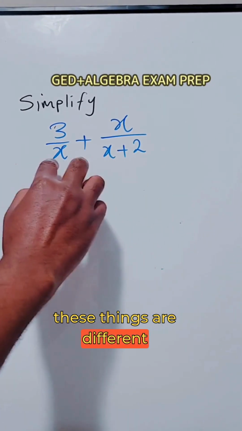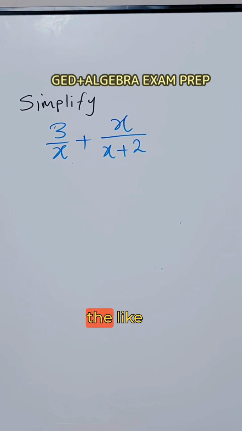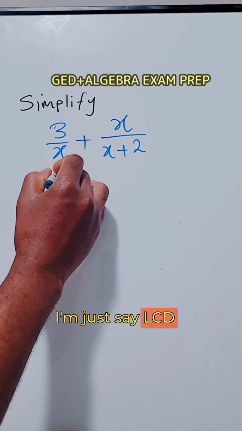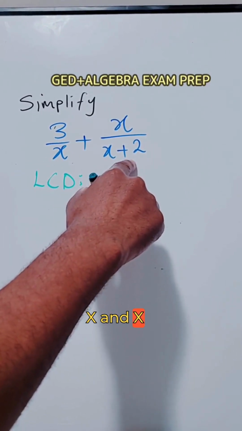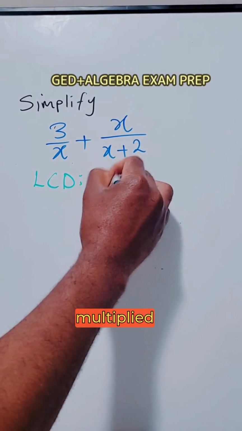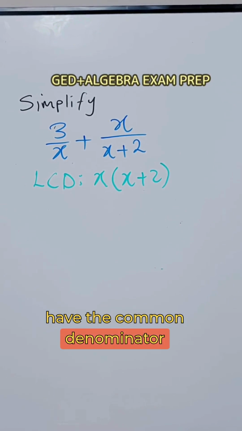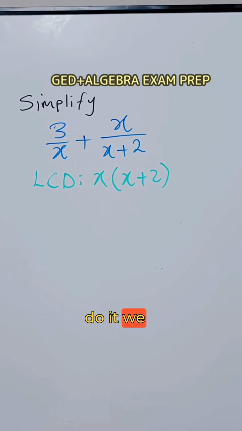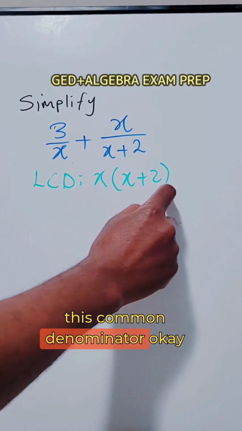Because these things are different, because the denominators are different, the common denominator is just the product of the two, okay? So I'm just saying LCD, the lowest common denominator of x and x plus 2 is just x multiplied by x plus 2. Now that we have the common denominator here, we can just write each fraction as an equivalent fraction with this common denominator.